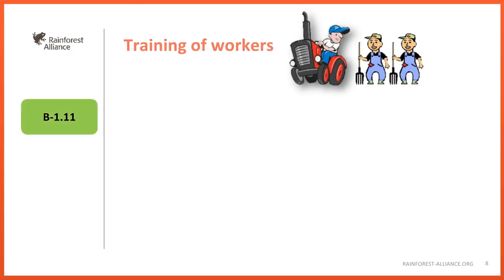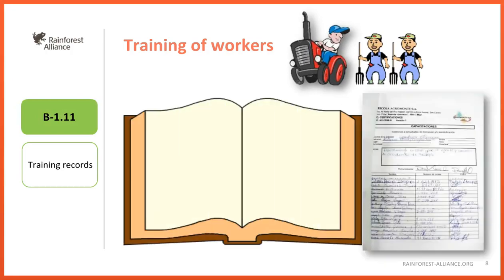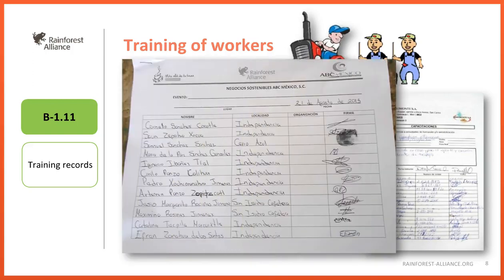Whenever you conduct training, do not forget to keep a training record. Criterion B 1.11 asks for a training record that contains the following information: training topic, name, organization, and title of the trainer, focal crop, if you are managing multiple crops on the farm, number of women and men trained, and proof of participation. As proof of participation, you can ask the participants to sign an attendance sheet. If a participant does not know how to write, he or she can put a fingerprint instead.